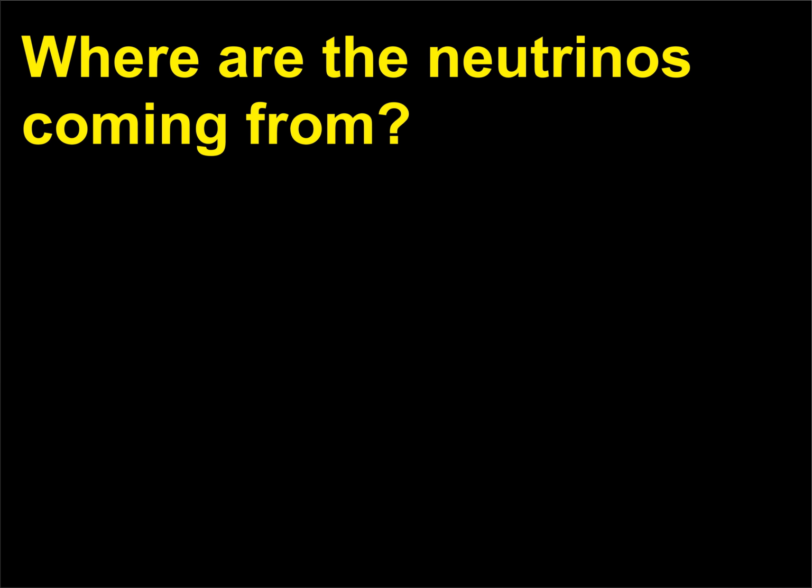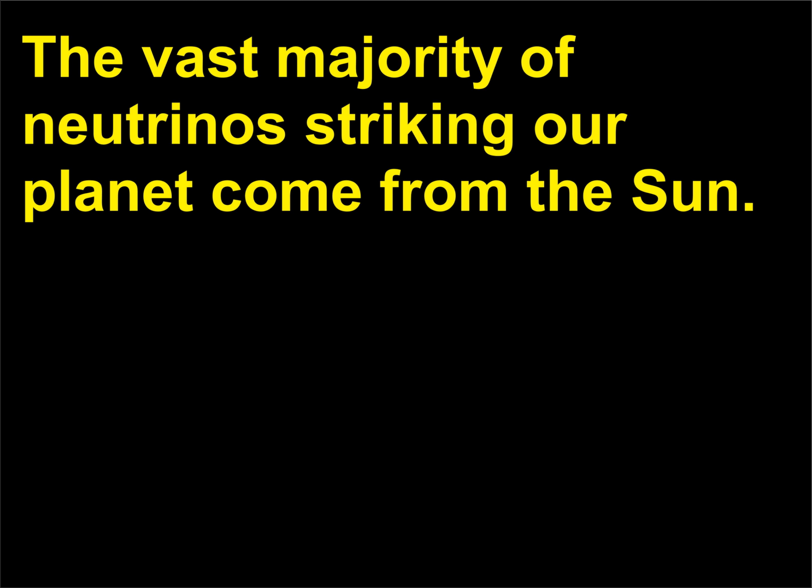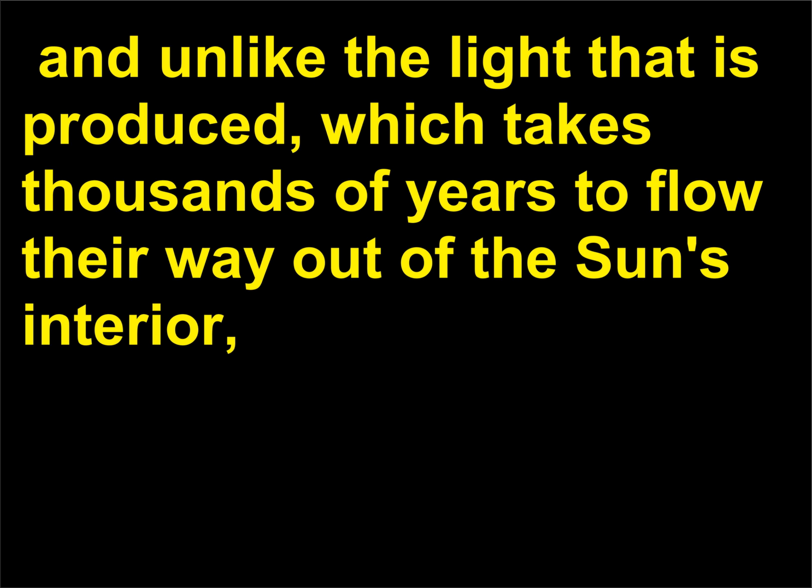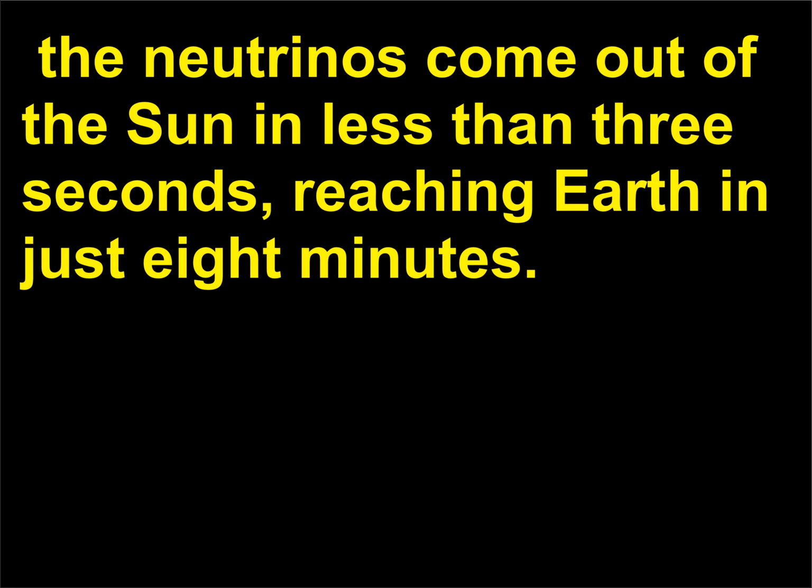Where are the neutrinos coming from? The vast majority of neutrinos striking our planet come from the Sun. The nuclear reactions at the core of the Sun create huge numbers of neutrinos. And unlike the light that is produced, which takes thousands of years to flow its way out of the Sun's interior, the neutrinos come out of the Sun in less than 3 seconds, reaching Earth in just 8 minutes.